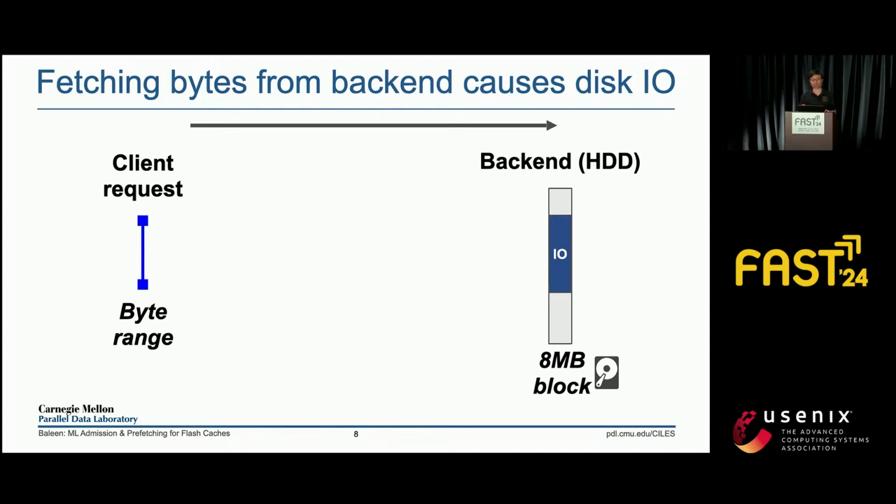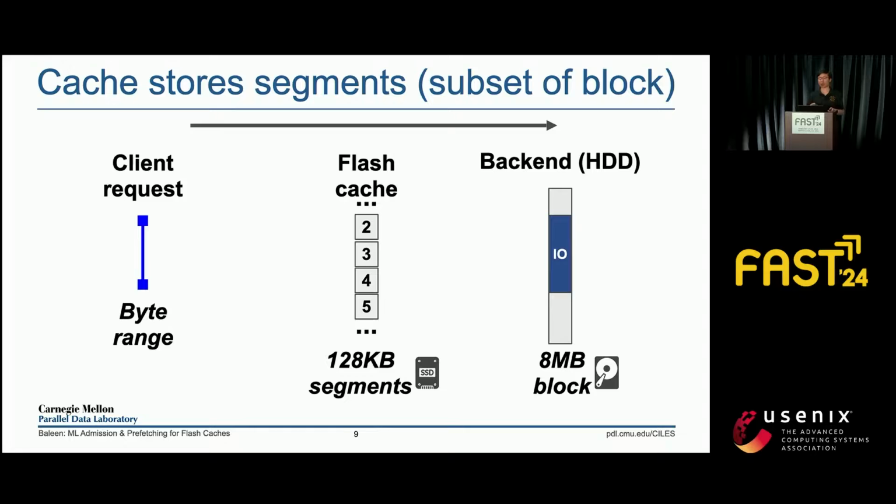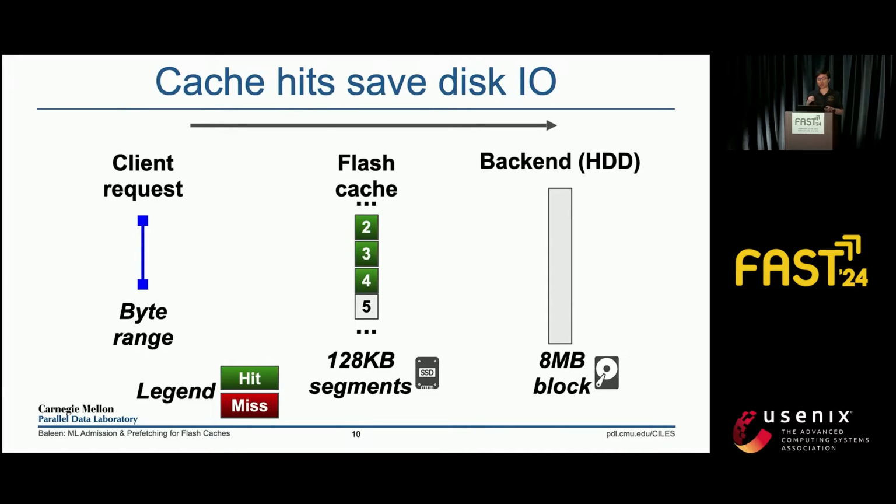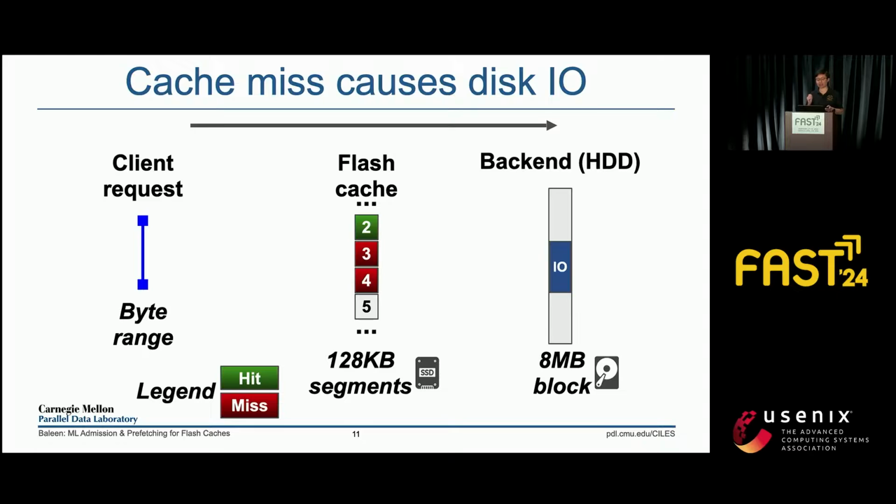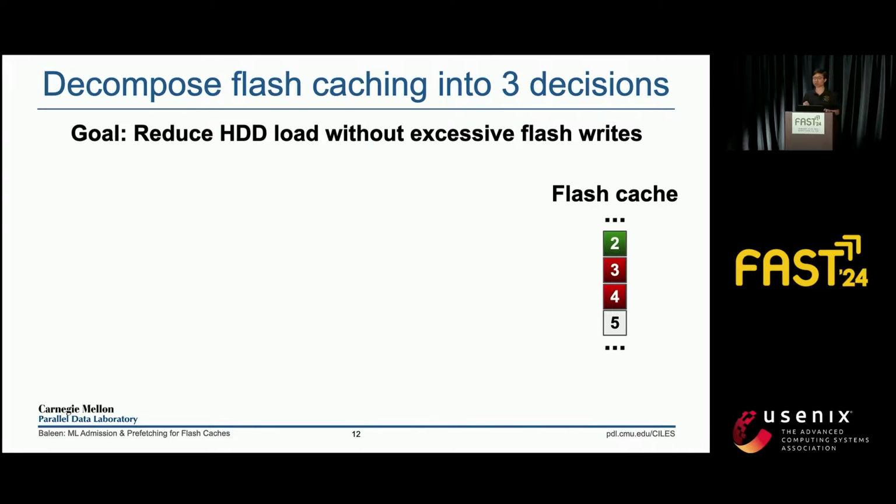Without a cache, you need I/O on the back end for every request on the right. The flash cache operates at a smaller granularity, meaning that it makes decisions about what should go into the cache in terms of these 128 kilobyte segments. If everything that you need to fulfill your client request is in cache, you see all the green hits, and you get to save the I/O. But if there's even just one miss shown in red, this causes I/O on the back end. So we want to reduce this I/O without causing excessive flash writes.